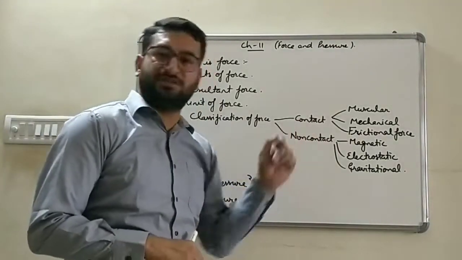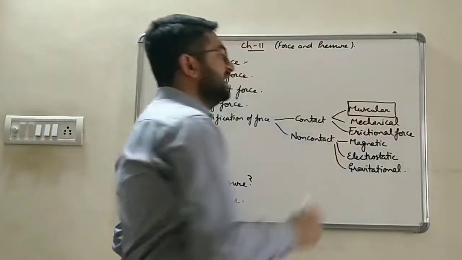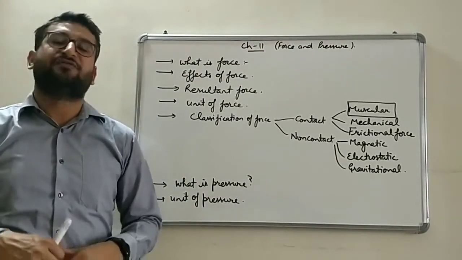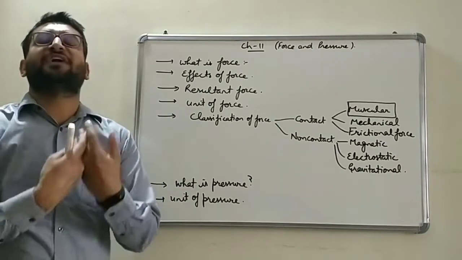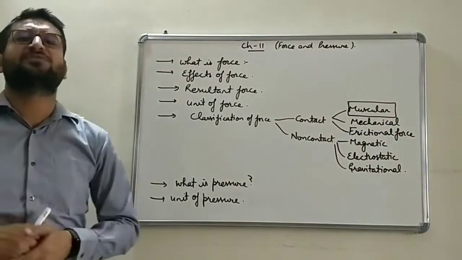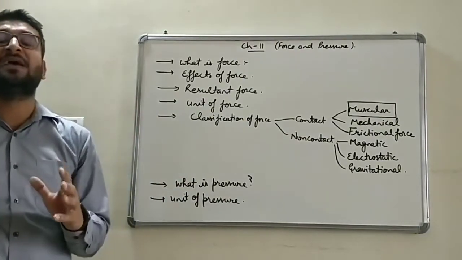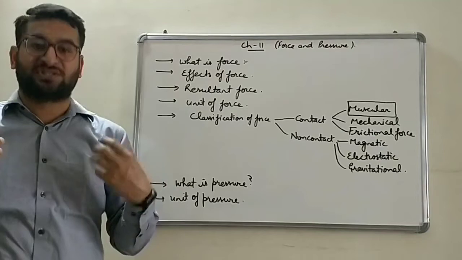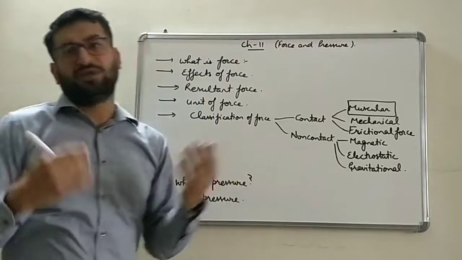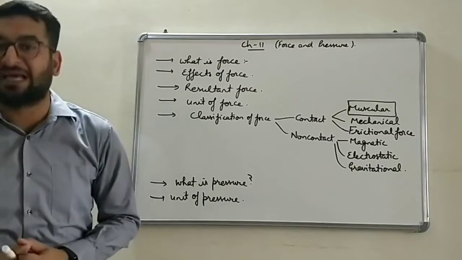First, we'll study the types of contact forces. The first one was muscular force. The force exerted due to the muscles of a body is known as muscular force. जब भी हम किसी भी चीज को मूव कर पाते हैं, किसी भी चलती चीज को रोक पाते हैं, by the help of our muscles, that type of force is known as muscular force. Next, mechanical force. When machines do some work, when machines help in the movement of any object, that is known as mechanical force.